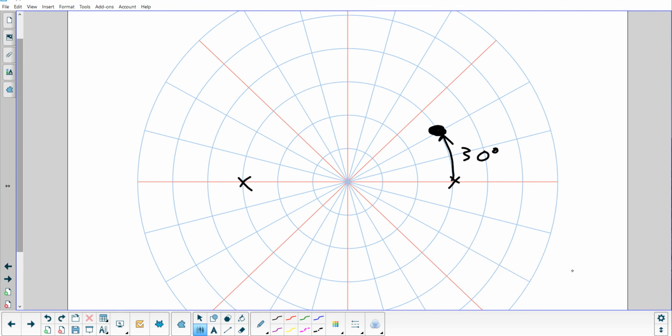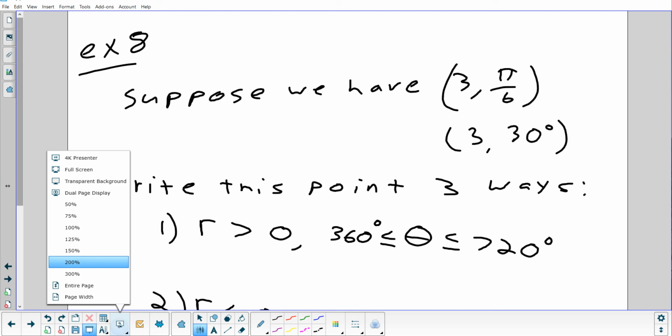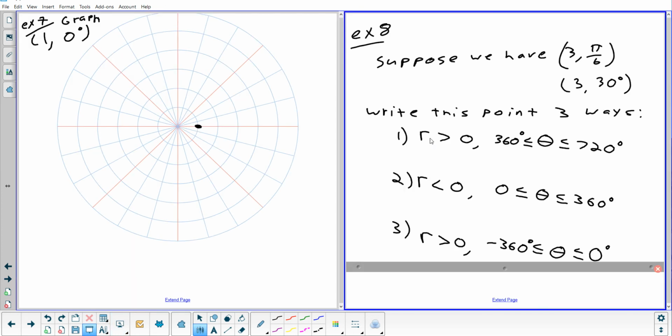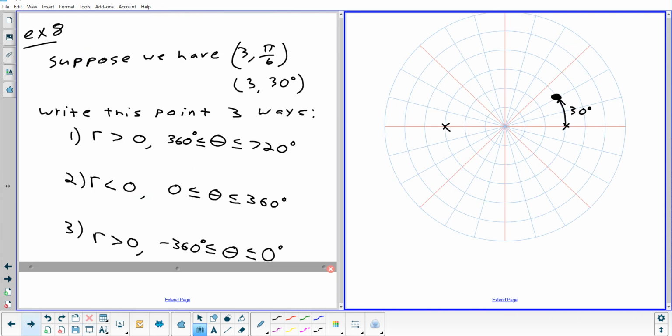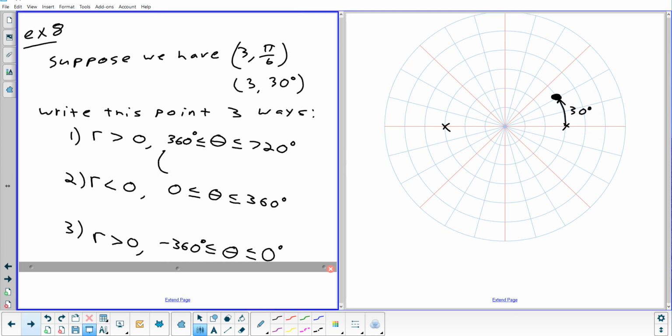All right, so the first way they want us to write the point is with a positive radius. And let's just worry about that first. So if they want a positive radius, there's only one choice. What does it have to be? It has to be 3. Now, they want an angle between 360 and 720. In terms of revolutions, what is that? How many times around? Between 1 and 2, right? And if it's a positive, which way are we going? Clockwise or counterclockwise? Counterclockwise.